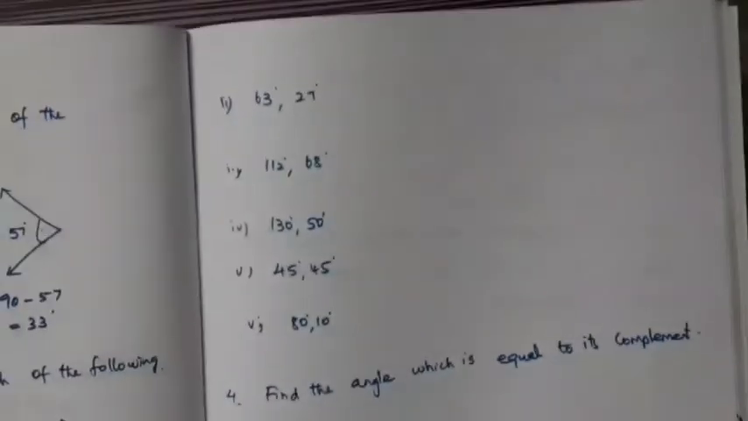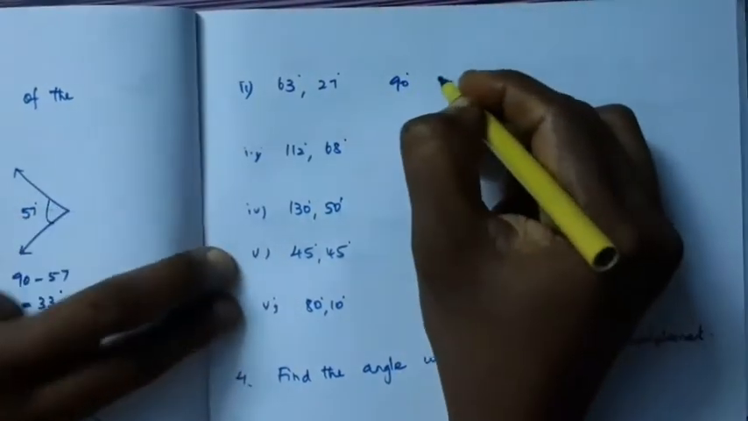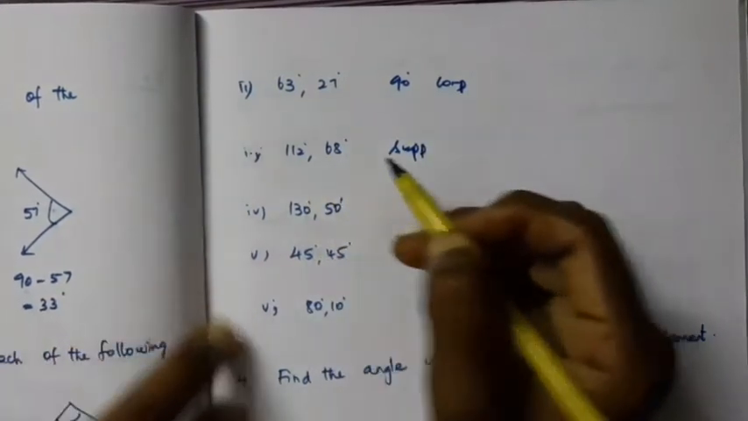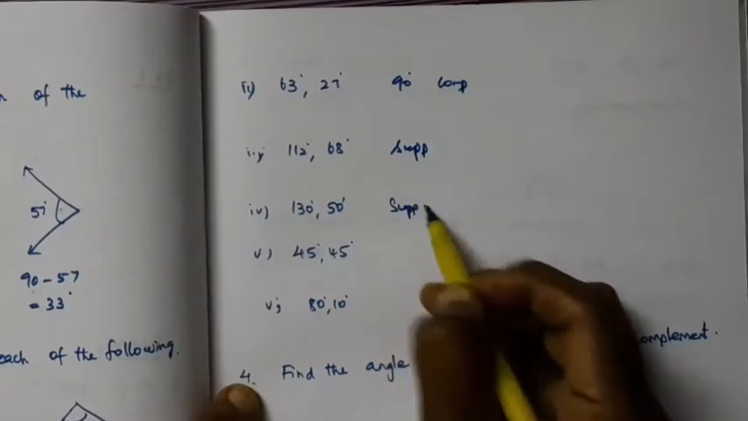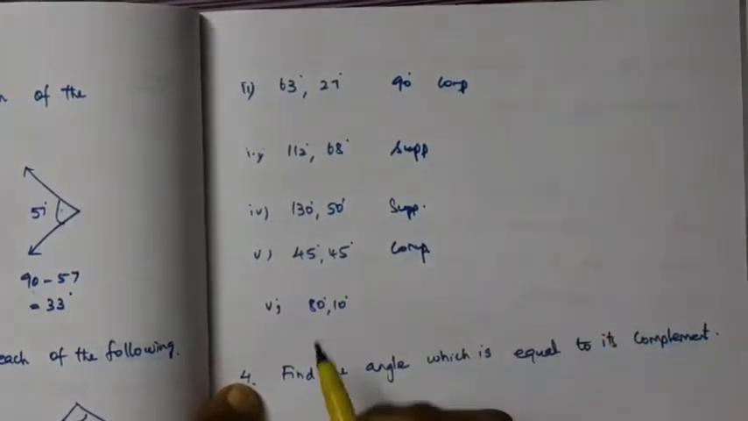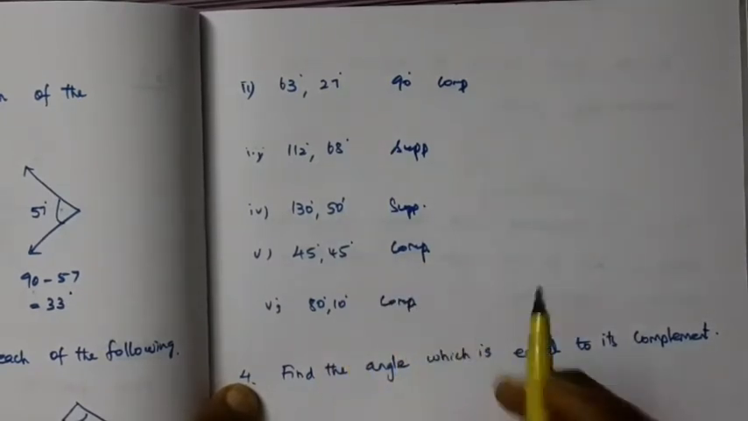So the next is adding 63 plus 27, here 90 degree. So it is complementary. Adding will give 180. Here 130 plus 150 is 180, which is supplementary. 45 plus 45, 90 degree, which is complementary. 80 plus 10 is 90, which is complementary.